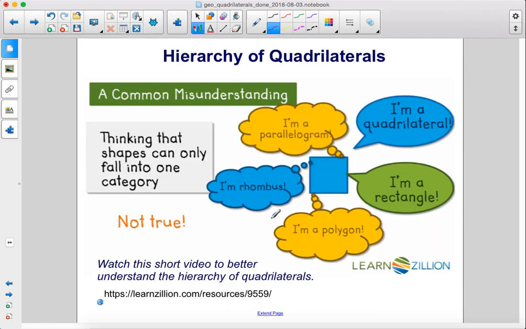A common misunderstanding is thinking that a shape can only fall into one category, and that's not true. A square is all of these things: a quadrilateral, a parallelogram, a rhombus, a polygon, and a rectangle.